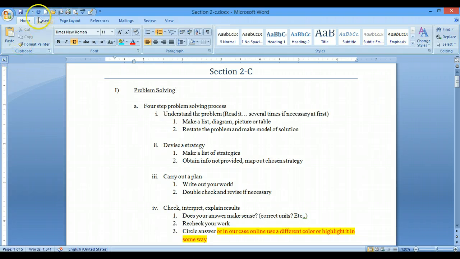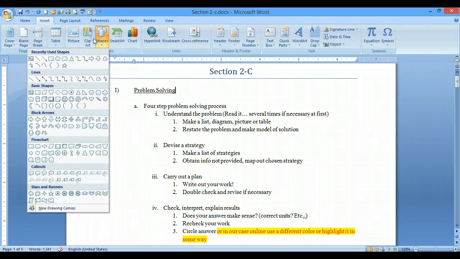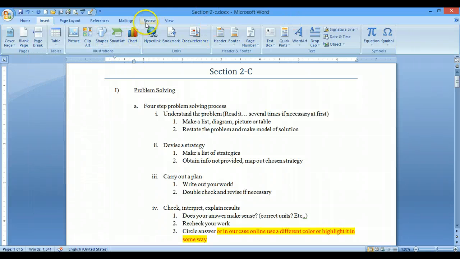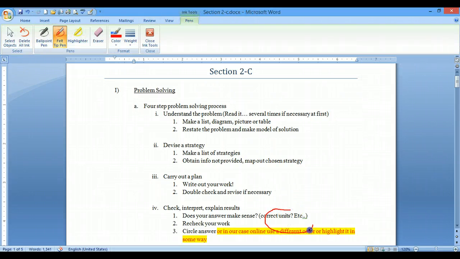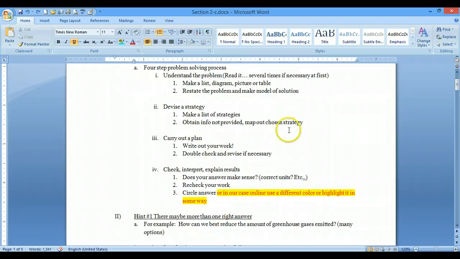You could even insert a shape like a circle. If you have a computer that has an inking program, you can go ahead and do that to circle your answers that way. That's up to you. All right, let's move on.